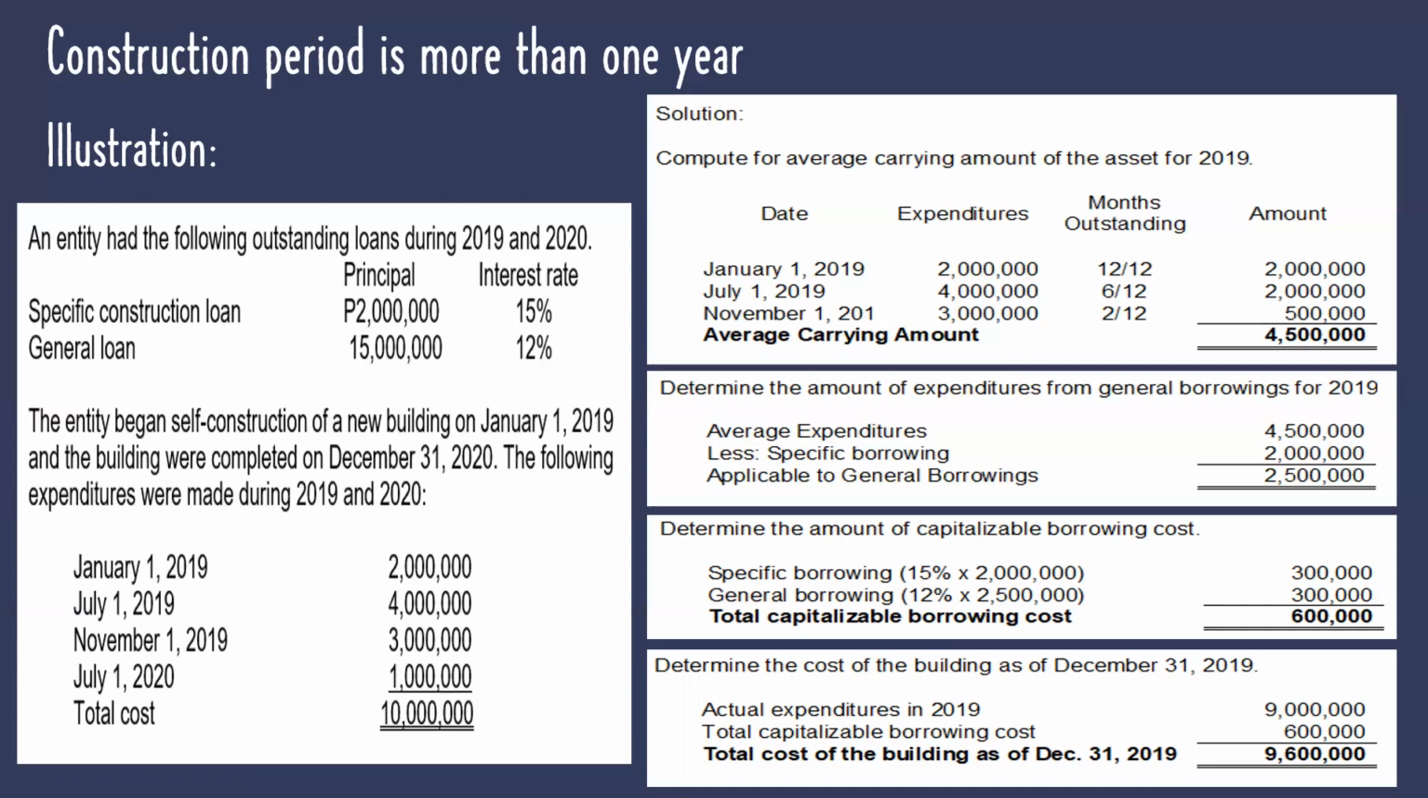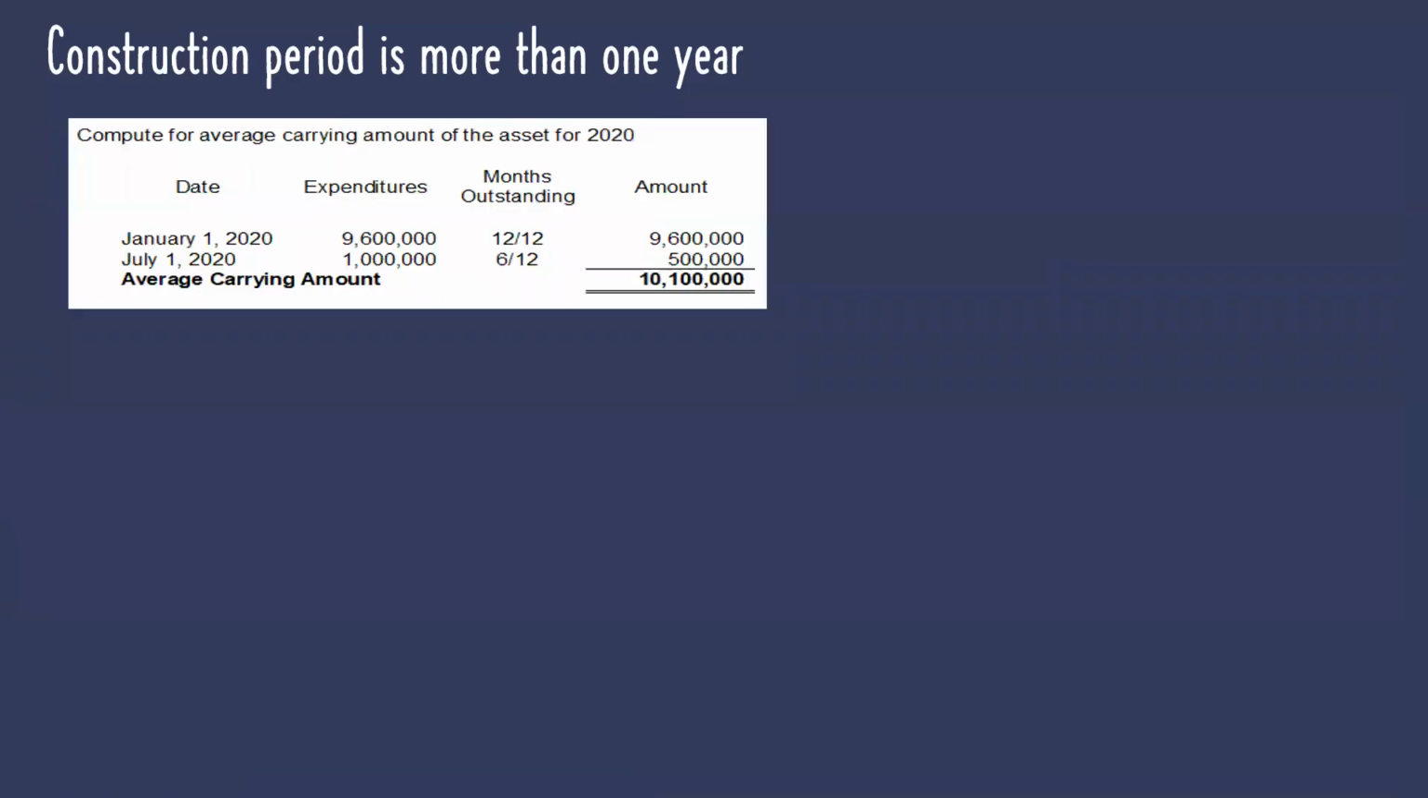So, if you'll be asked, as of December 31, 2019, magkano ba ang cost ng building? So, yan, 9.6 million. So, that includes already the capitalizable borrowing cost. Now, to continue the illustration, kasi 'di ba yun 2019, tapos natapos ang ating building 2020 pa December 31. So, the same thing lang, class, no? So, pagdating ng 2020, yung ating December 31 balance na 9.6 million becomes the beginning balance, of course, of January 1, 2020.